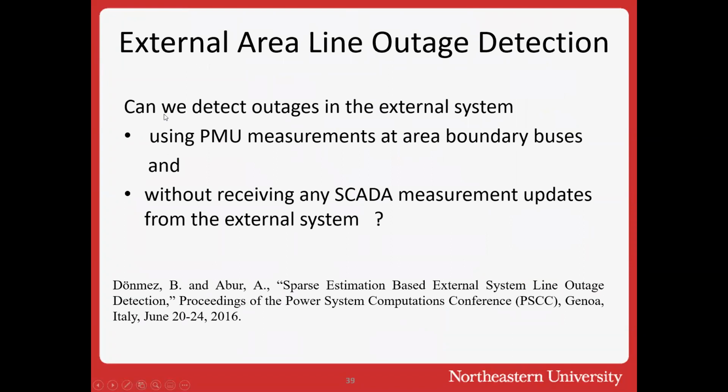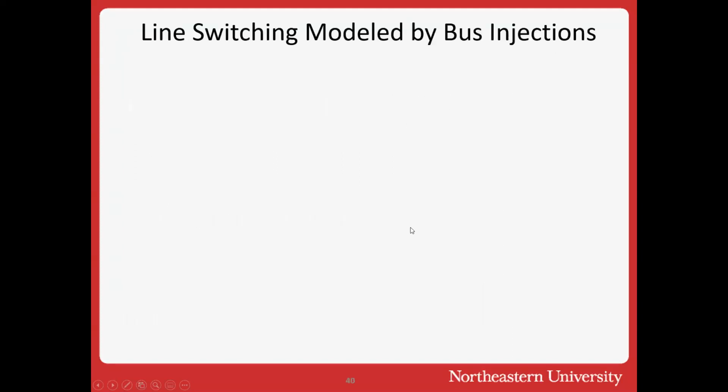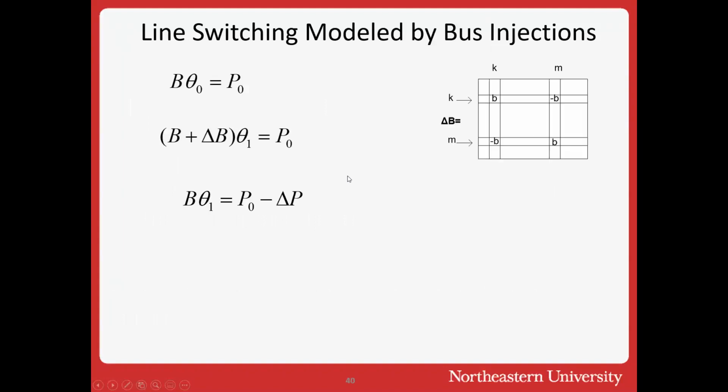So the aim is to detect these major external area line outages, and how can we do it using PMU measurements at area boundary buses and without receiving any SCADA measurements, updates from the external system. And again, the details you can find in our PSCC paper, Miljan's paper from 2016. So I'm not going to be going over all the details, but just the solution highlight. So let's go over some of the basic approach.